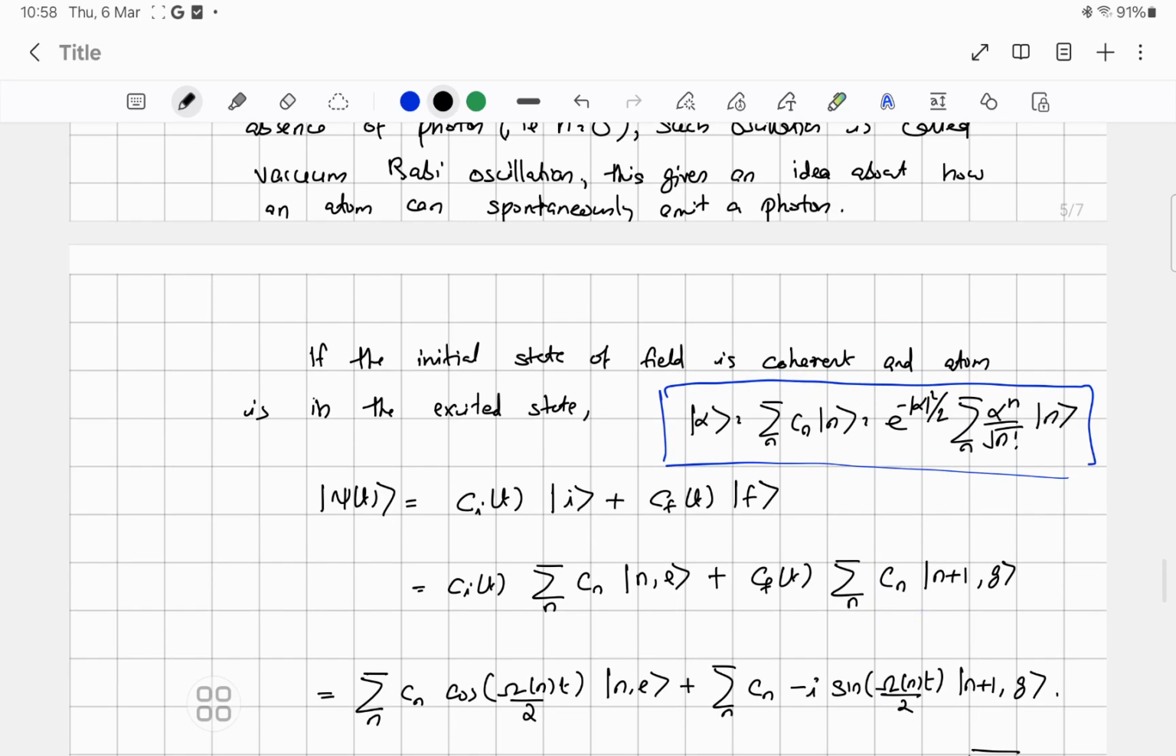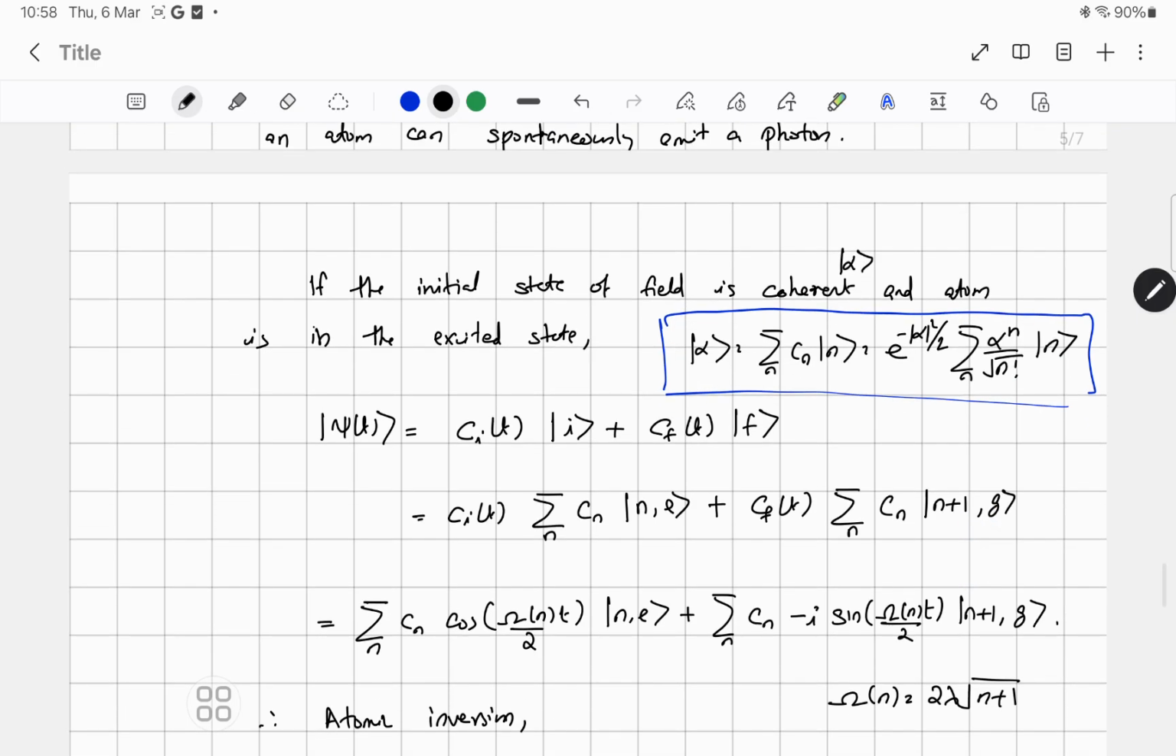Okay, now next we move to the dynamics of the Jaynes Cummings model in the presence of coherent state. That is, suppose the photon state or the field is in the coherent state, what would happen? If the initial state of the field is in the coherent state, usually denoted by the symbol ket alpha, basically it can be expanded in the number state. So ket alpha can be written as sum over n Cn, which is e raised to minus mod alpha square by 2, sum over n alpha raised to n by root n factorial ket n.